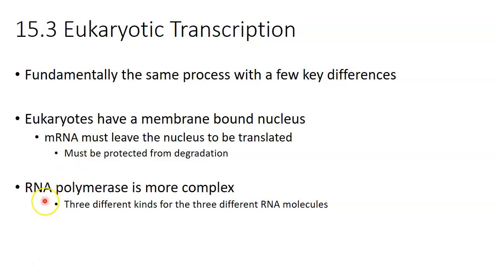The second thing is RNA polymerase in prokaryotes. It's pretty simple. You've got your RNA polymerase, you've got sigma factor, that's going to comprise the holoenzyme. But in eukaryotes, it's much more complex. There are three different kinds of RNA polymerase that will produce the three different kinds of RNA molecules that we have. So there's a specific RNA polymerase that makes mRNA, a specific RNA polymerase that makes tRNA, and a specific RNA polymerase that makes rRNA.